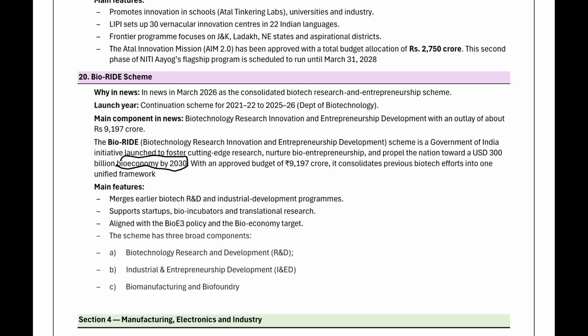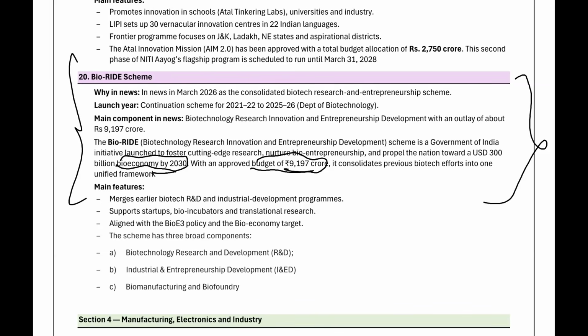BioRIDE, and the budget is how much? 9,197. So you should understand these two key points over here, and all the key points I mentioned: biotechnology innovation, startup support, bio incubators and translational research. This is only about the BioRIDE scheme. Is it clear? And under which department? Department of Biotechnology. Nothing much. And remember the memory trick: it is Startup India for Biotechnology. I hope it is clear till here.